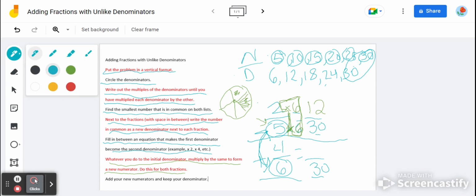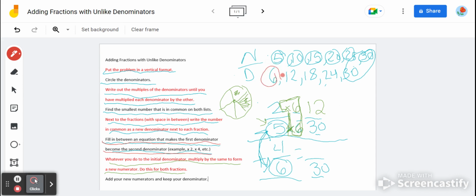All right, then we go to our second fraction. Now, what can I fill into here? Same thing. Fill in an equation that makes the first denominator become the second denominator. So how many 6's did it take to make 30? 1, 2, 3, 4, 5. So I need to multiply by 5.